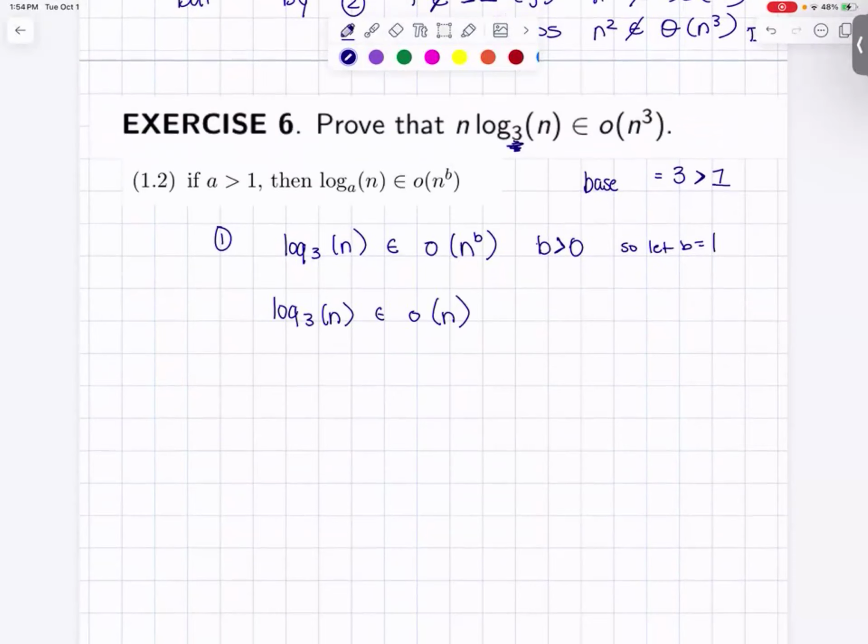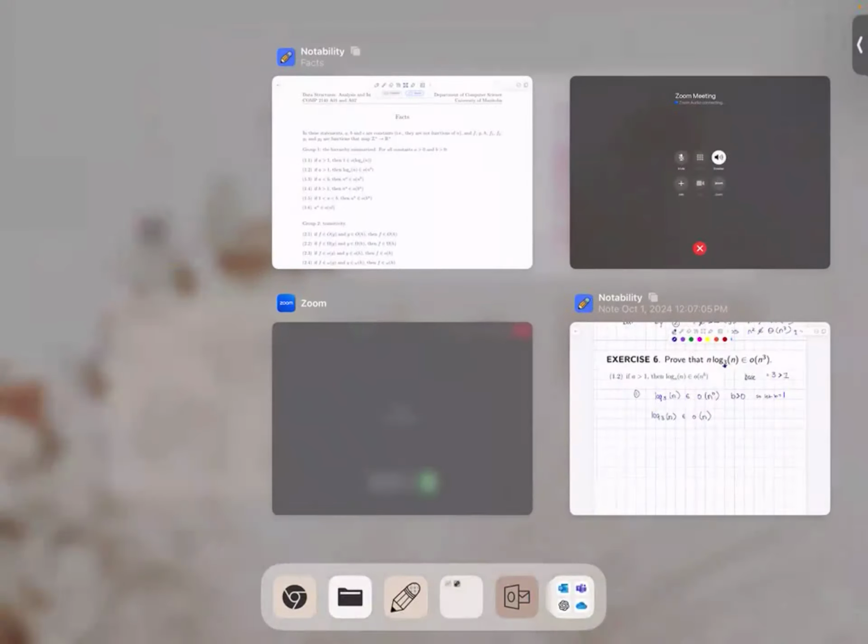Perfect. So this gives us the first piece of information that we can use. We could pick a larger b as well if we wanted to, we could pick our b to be 3 directly, but we are going to need this fact later. So let's just leave it for now, and let's go and grab the other property.